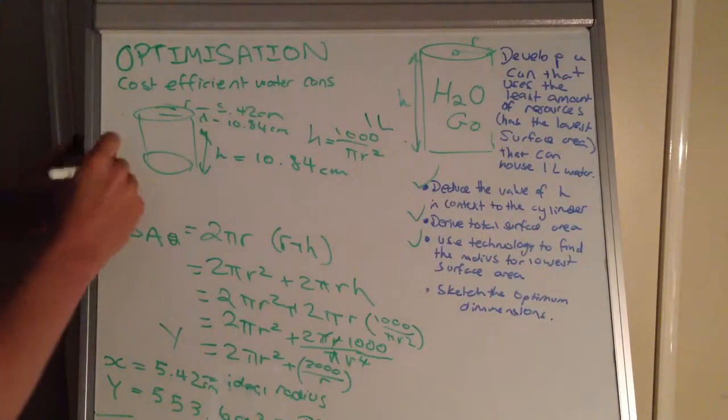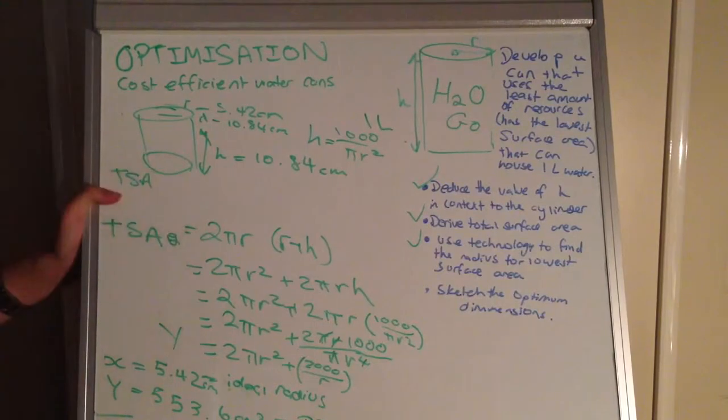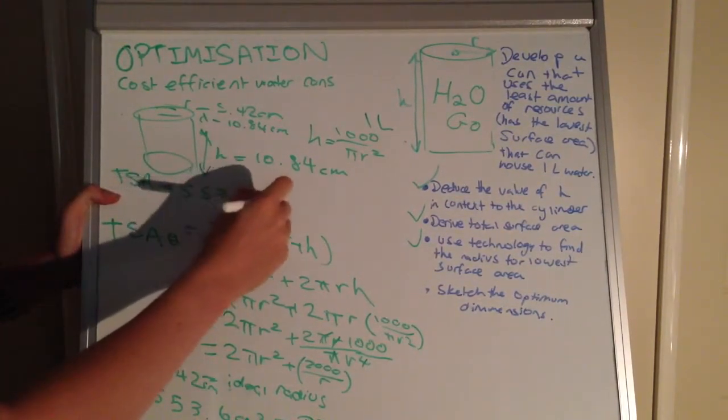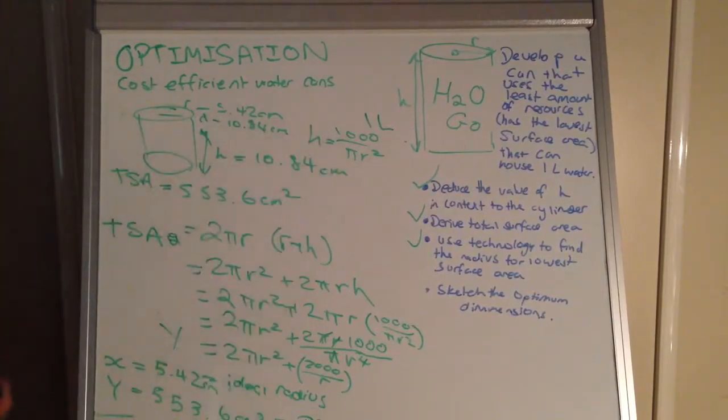And we can even write underneath, the total surface area of that cylinder is equal to 553.6 centimeters squared. So we've made the most cost-efficient water can. Sorry about that, I almost got tongue-tied there. And hopefully H2O Go will be happy, because of course it's going to be more economical for them and they'll be able to maximise their profits. So there's just a look at one little bit of optimisation.